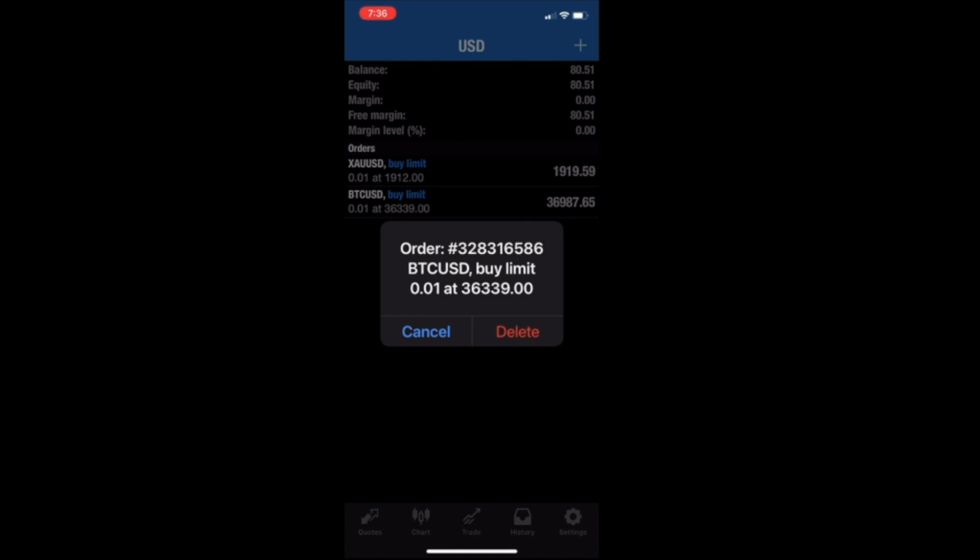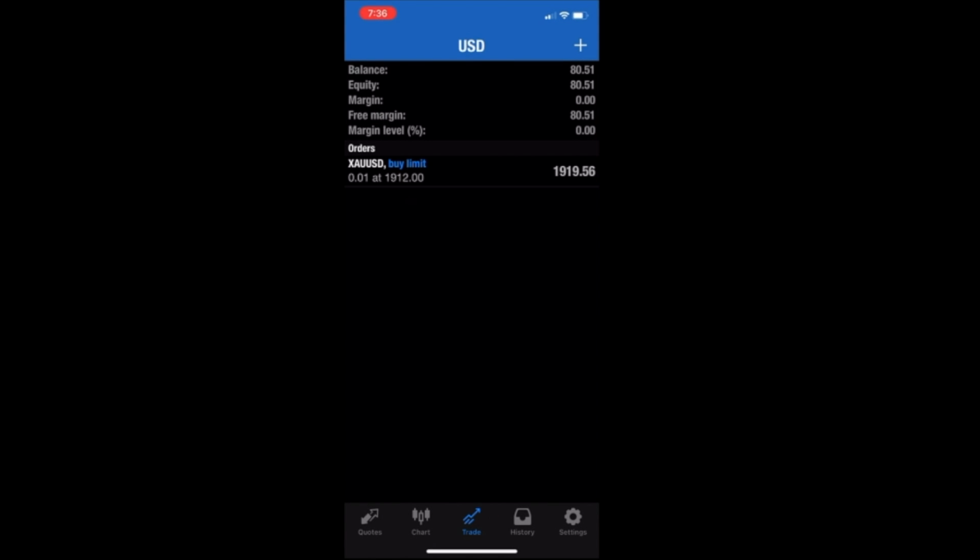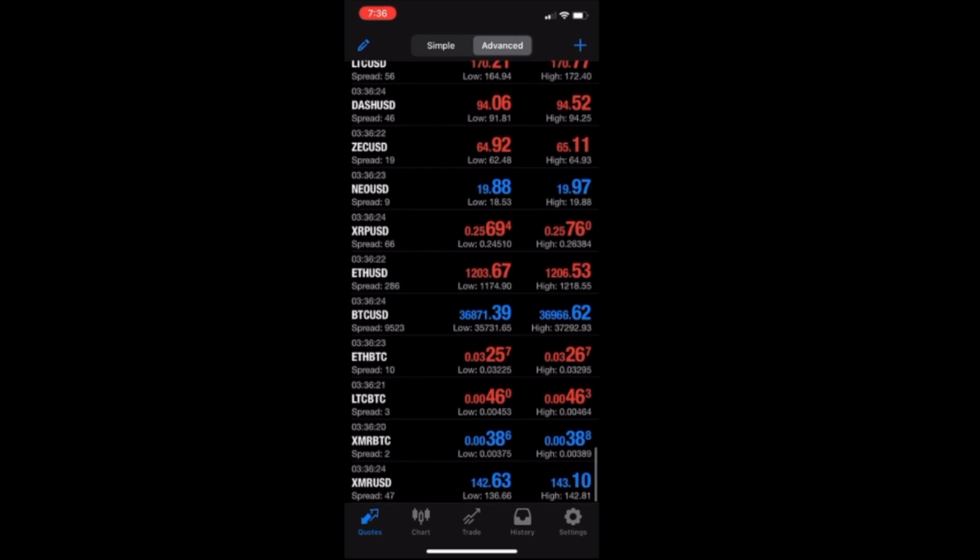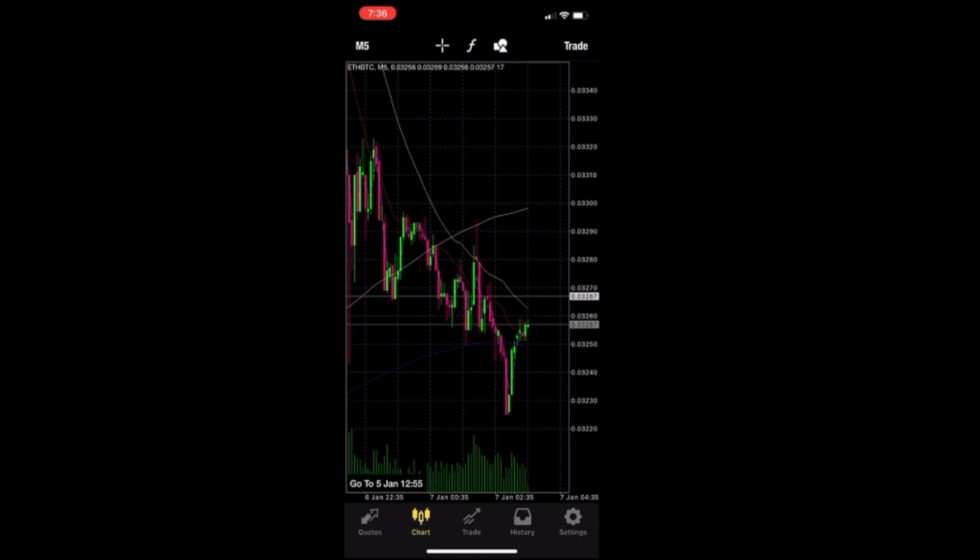Not only that, you can cancel your order, of course, as soon as you're done with it. It also has the crosses. It has an Ethereum-Bitcoin cross that you can trade.